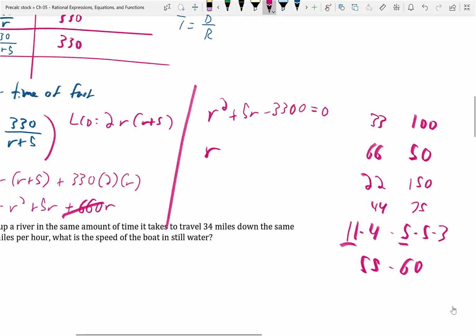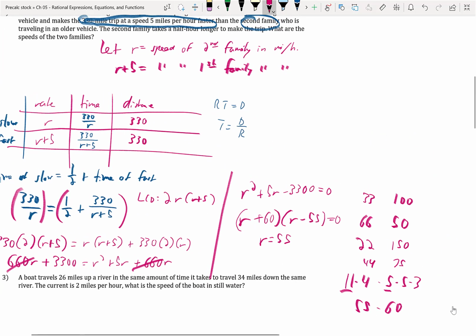So I would factor this into r plus 60 and r minus 55 is equal to 0. This means that r would have to be 55 because r can't be negative 60. And so then I would kind of complete this. The speeds are 55 miles per hour, and the other one was r plus 5, so 60 miles per hour.